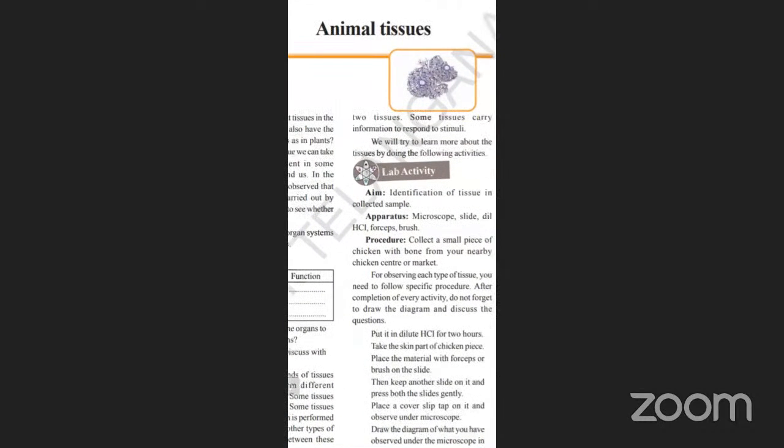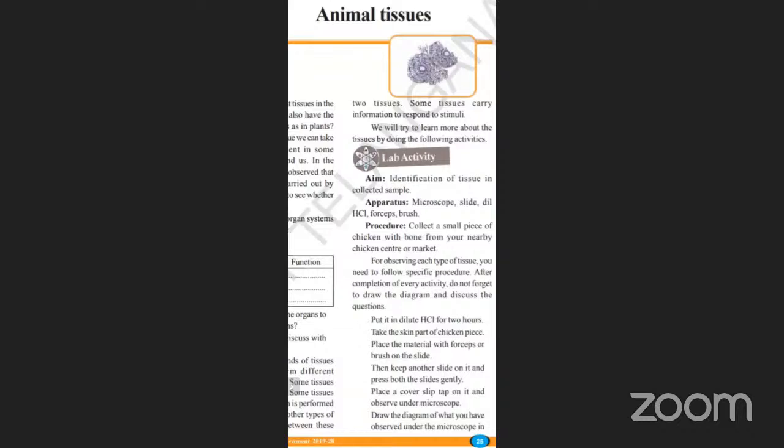First of all, when we are going to do a lab activity, we have to remember these headings. First of all, aim. Next, apparatus. If needed, you can write materials required and apparatus separately. For example, apparatus means a slide, microscope, brush, forceps, like that. These all come under apparatus.